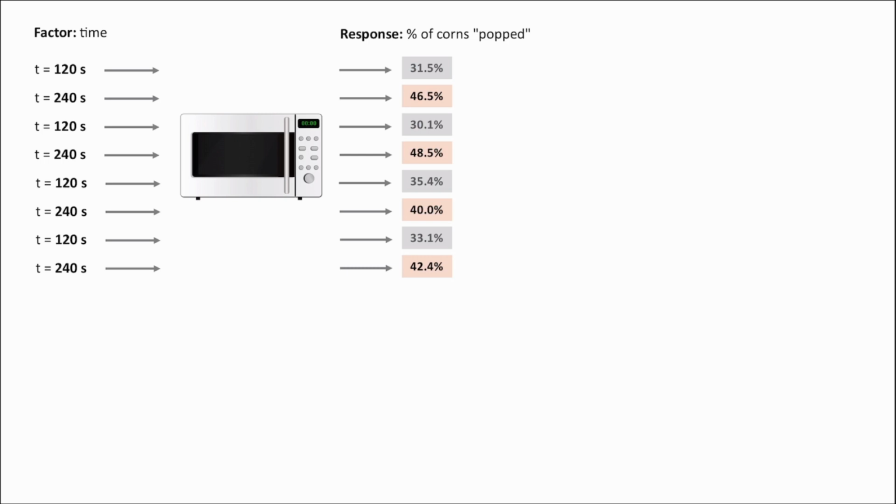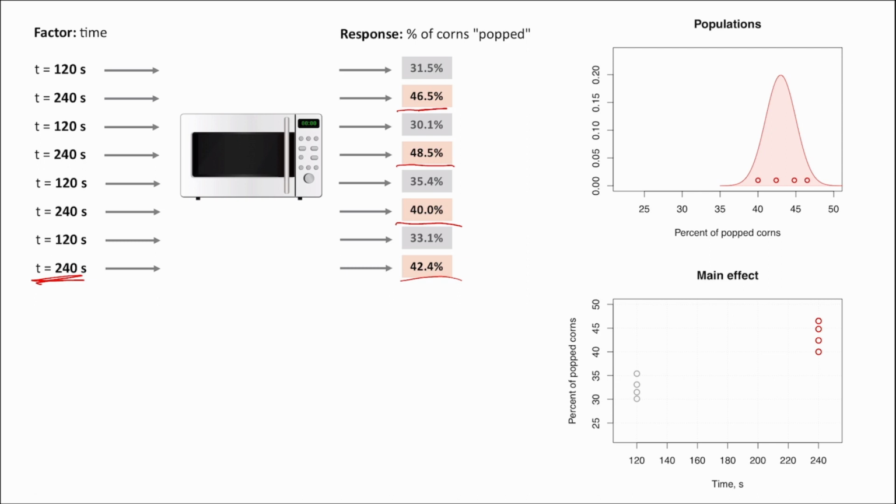Likewise, I have also 4 values which I got by running this experiment 4 times with time equal to 240 seconds. So I changed the factor, right? In this case, I also got 4 different outcomes. The outcomes vary, the percent of popped corns varies. And the same idea: if I repeat this an infinite number of times, I would get a distribution like this. So this is my population, but I got a sample, which is a random sample taken from this population. And in my case, this sample represents the population. So I have 2 samples from 2 different populations, and my task is to compare these 2 samples and say something about the 2 populations they came from.